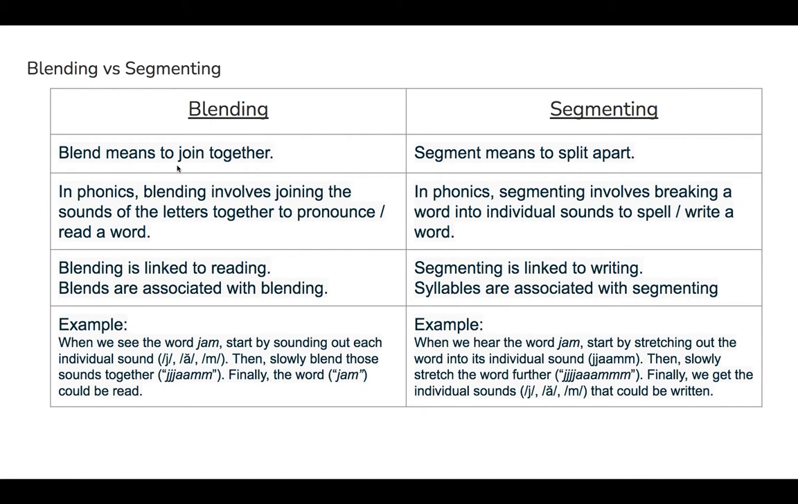Blending. Blend means to join together. In phonics, blending involves joining the sounds of the letters together to pronounce or read a word. Blending is therefore linked to reading, and blends are associated with blending. For example, when we see the word jam, we start by sounding out each individual sound, j, a, m. Then slowly blend those sounds together, j, a, m. We finally get the word jam.